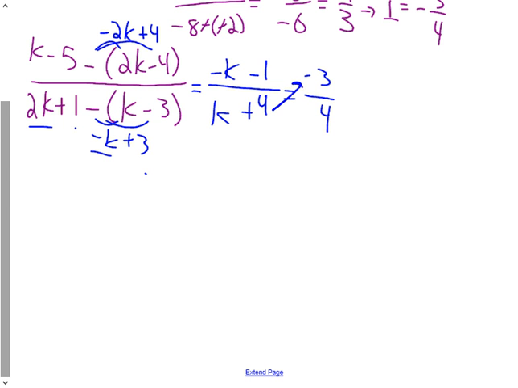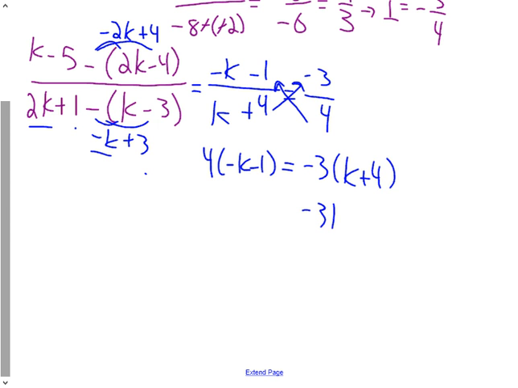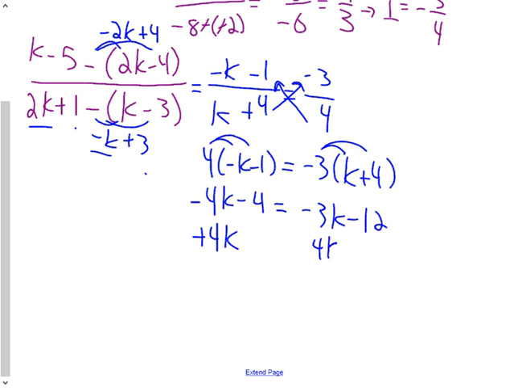And now we're in proportion. We're going to cross multiply here. 4 times negative K minus 1 equals negative 3 times K plus 4. And distributing, negative 4K minus 4 equals negative 3K minus 12. Bringing the smaller amount of K over, we've got plus 4K to each side to give us K plus 12 to each side to equal 8. K equals 8. All that math just to find K is 8. And that is our final question.